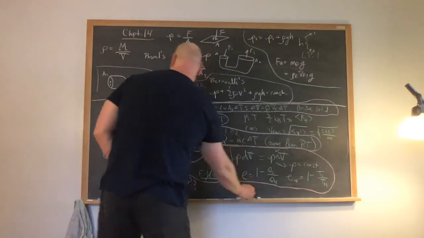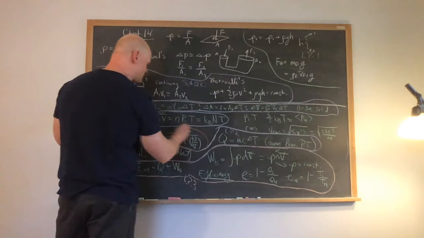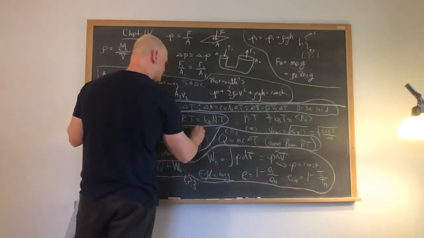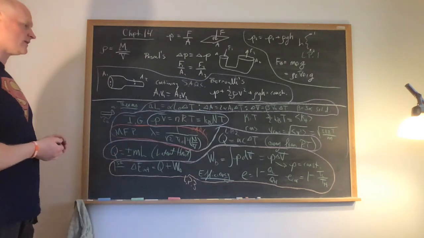So what else can we talk about? What about mean free path? Mean free path will show up on there, but that's going to be a short one. So this will be a short answer calculation problem. What else have we got on there?